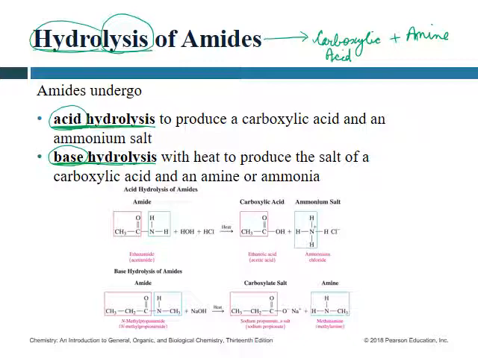Acid hydrolysis will produce carboxylic acid and a salt of ammonium. So in case of acid, carboxylic acid will stay as acid and amine will be converted into ammonium salt. In case of base, the amine will stay as it is and carboxylic acid will be converted into its salt. Okay, so we'll talk about that. Let's look at each of these reactions separately.